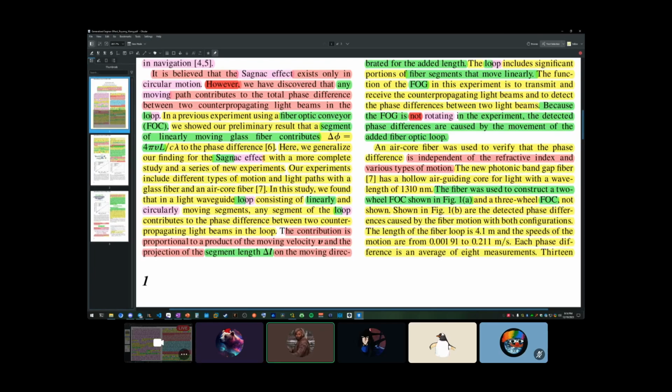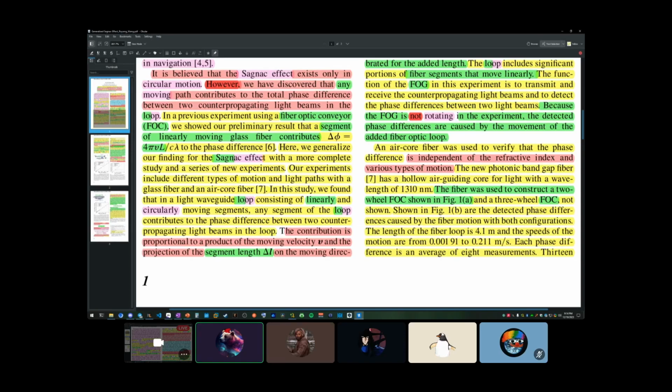So, in a previous experiment using a fiber optic conveyor (FOC), we showed our preliminary result that a segment of linearly moving glass fiber contributes delta phi equals 4 pi v l over c lambda to the phase difference. Oh dude, we got to take a look at FOCs.